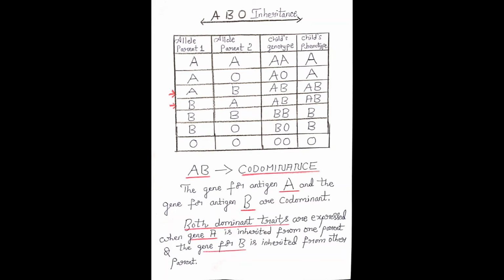This phenomenon is called codominance. A is dominant, B is dominant, both are expressed. Therefore, the phenomenon is called codominance.